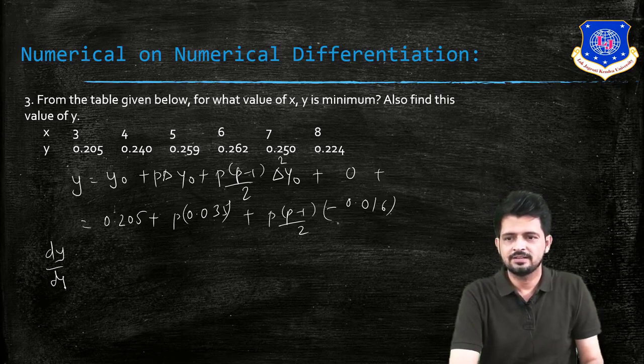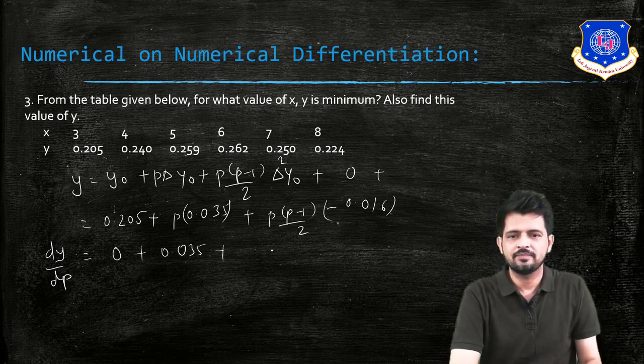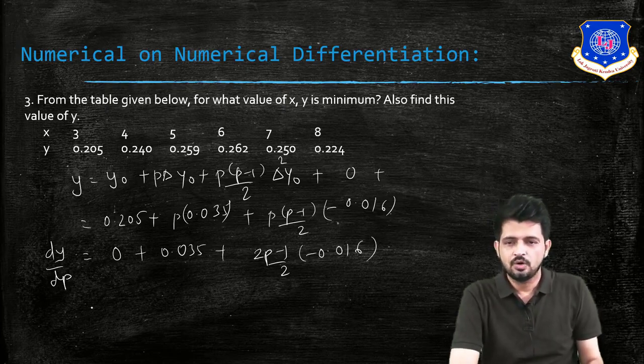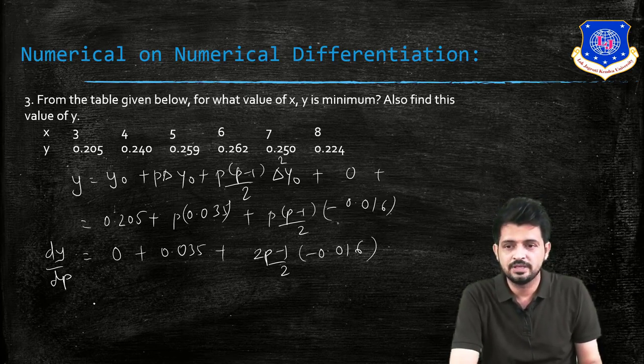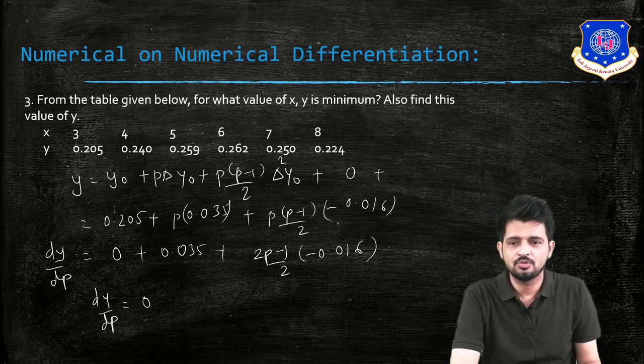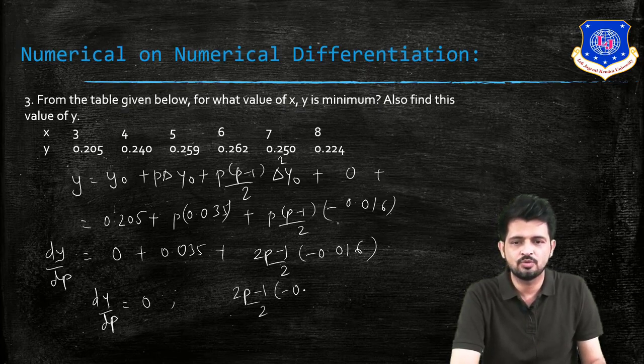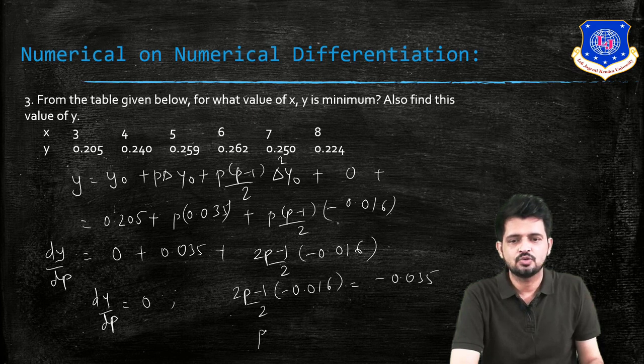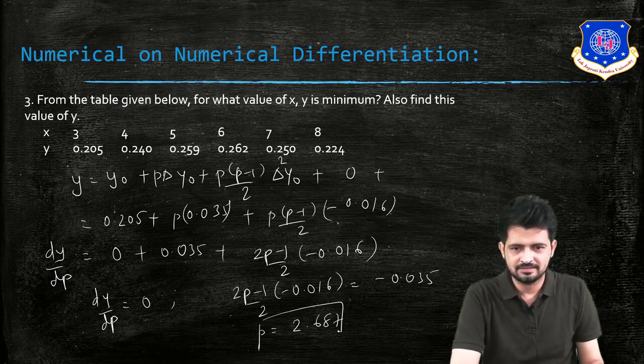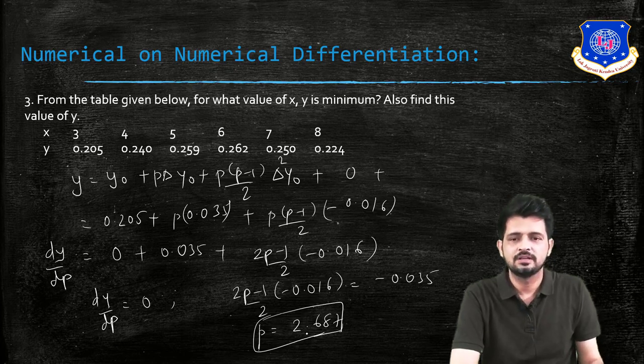Here I have to find the value of dy by dp. What will be my dy by dp? The first term will be 0, then 0.035 plus 2p minus 1 upon 2 into minus 0.016. Now for finding the minimum value, dy by dp should be 0. So I am placing dy by dp equal to 0. So 2p minus 1 upon 2 into minus 0.016 is equal to minus 0.035. After solving this, you will get the value of p. What is the value of p? 2.687. This is the value of p for which y is minimum.